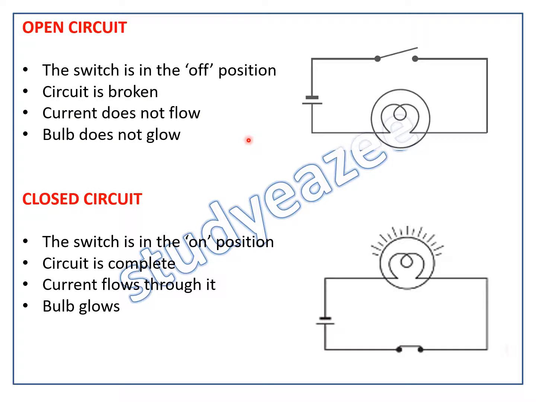Now there are two types of circuit, open circuit and closed circuit. In an open circuit, the switch is in the off position. The circuit is broken, the current does not flow and the bulb does not glow. In a closed circuit, the switch is in the on position, the circuit is complete, current flows through it and the bulb glows.